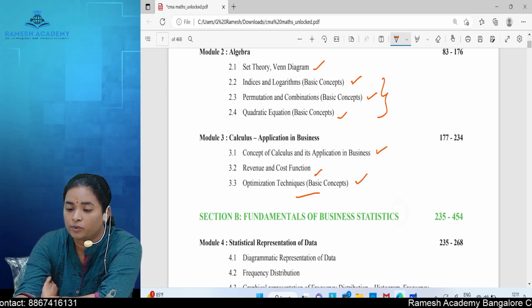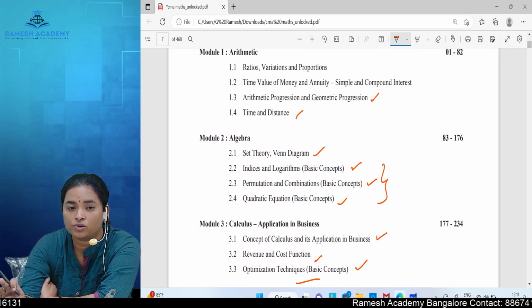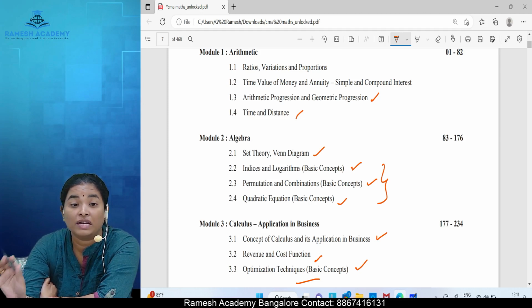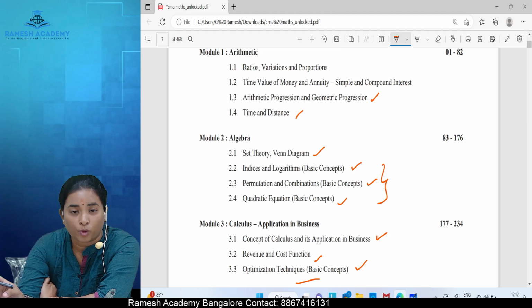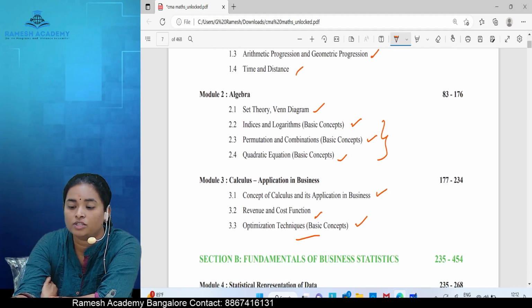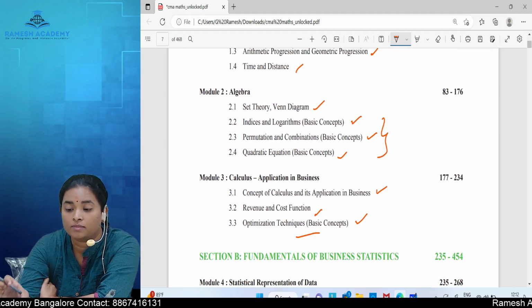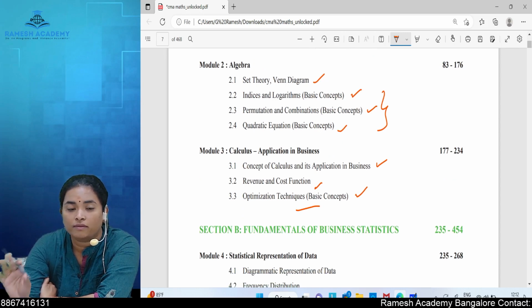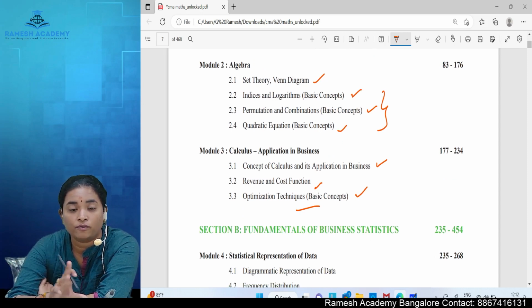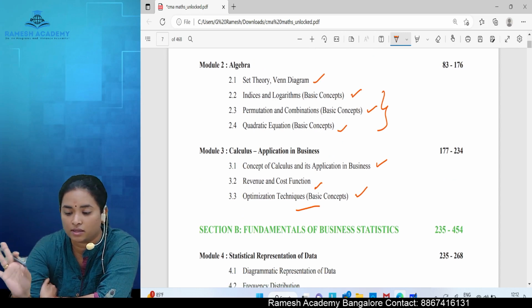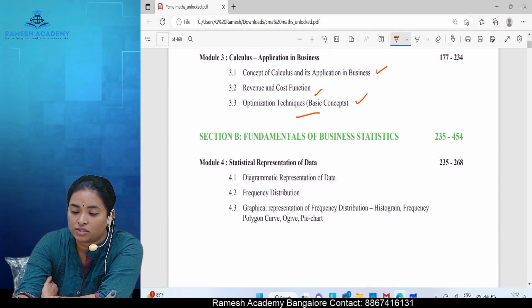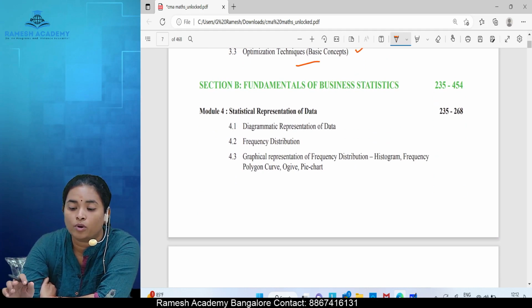Okay, so I hope you got it in module 1 with ratios, distance, time value, and so on. Ratios, variations. Then you will be covering interest, compound and simple interest. Then progressions, time, distance, and algebra. You will be going through set theory, indices and logarithms, permutation, combination, quadratic equations. Then in calculus you have the basic concepts of calculus, a little bit of cost function and optimization techniques. Clear?